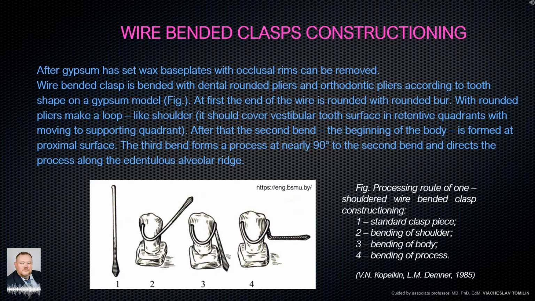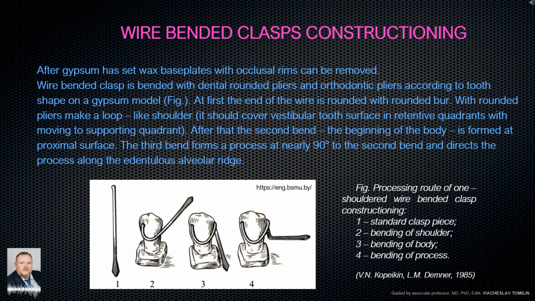At first, the end of the wire is rounded with a rounded burr. With rounded pliers, make a loop, like a shoulder. It should cover the vestibular tooth surface in retentive quadrants, moving to the supporting quadrant. After that, the second bend, the beginning of the body, is formed at the proximal surface. The third bend forms a process at nearly 90 degrees to the second bend and directs the process along the edentulous alveolar ridge. Picture content.